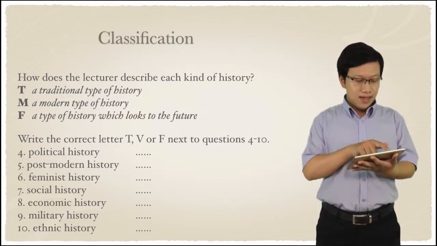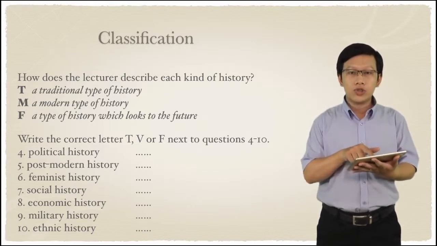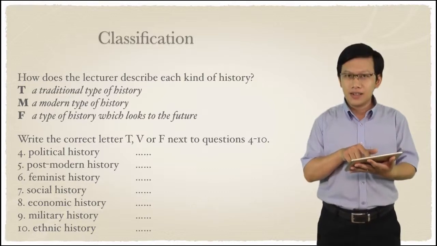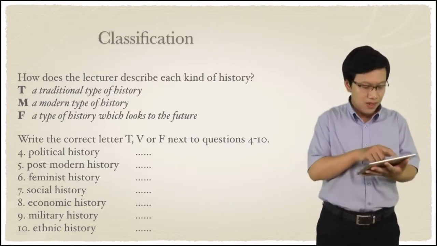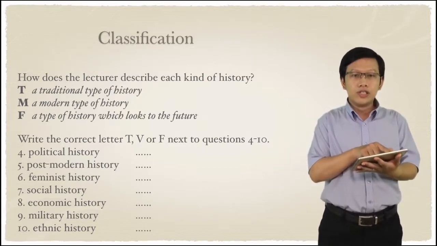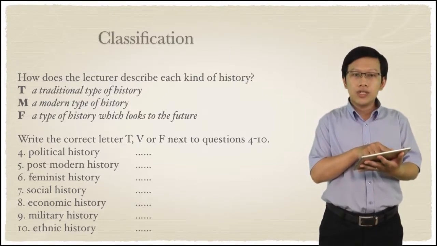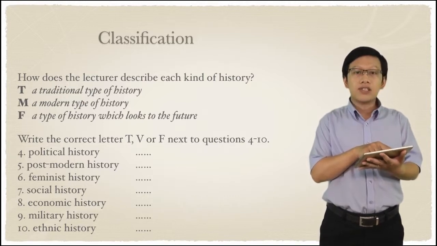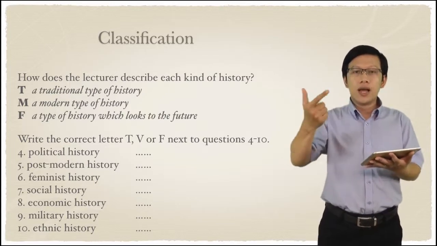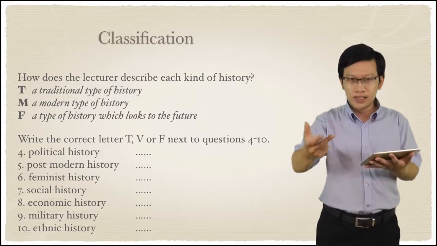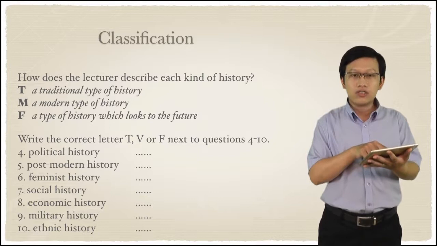Here, read the task. How does the lecturer describe each kind of history? Now, kinds of history. History is divided into different types. T, a traditional type of history. M, a modern type of history. Or F, a type of history that looks to the future. So T, traditional, M, modern, or F, future. That's it. And here, write the correct letter T, M, or F next to questions 4 to 10.